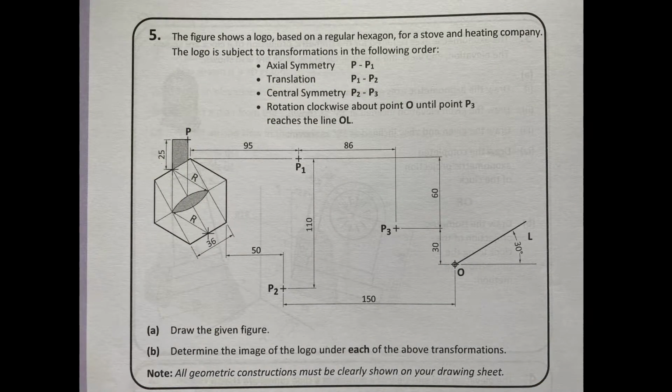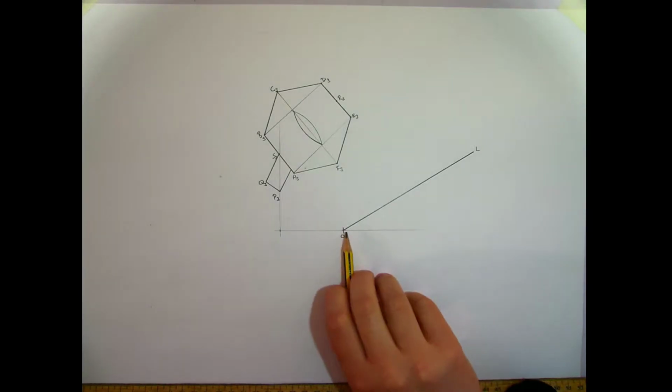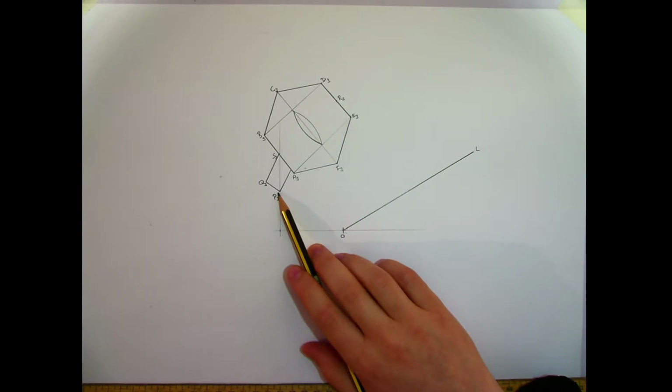It's part B, determine the image of the logo under each of the above transformations, and we're going from P3 to P4, which is a rotation clockwise about point O until point P3 reaches the line OL. I've just redrawn this on a separate page for a small bit of clarity. O here is going to be our center of rotation. This is the line OL where point P3 needs to touch off of.